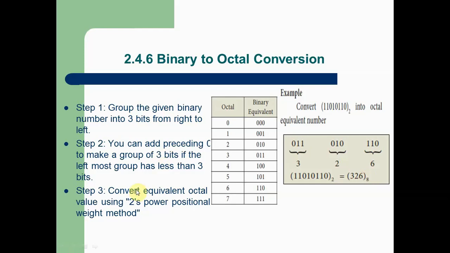So the third step: convert to the equivalent octal value using the 2's power positional weight method for each group. Each and every group should be converted into decimal. After converting the binary groups into decimal, arrange these decimal numbers from left to right to form an octal number.